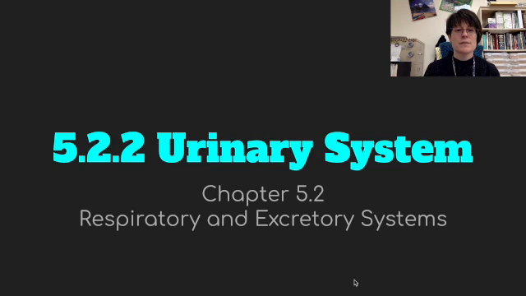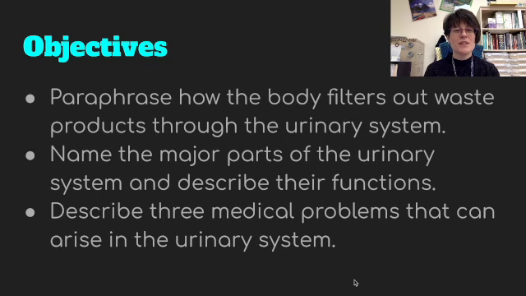Life Science. Today we're going to talk about section 5.2.2 on the urinary system. So our objectives today will be to paraphrase how the body filters out waste products through the urinary system, name the major parts of the urinary system and describe their functions, and describe 3 medical problems that can arise in the urinary system.